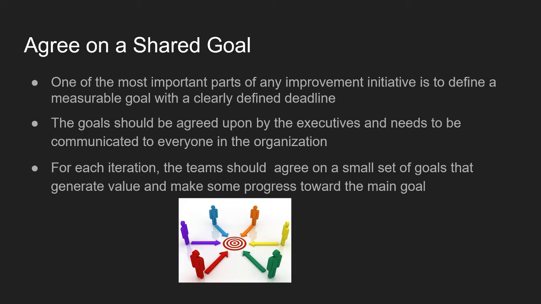One of the most important parts of any improvement initiative is to define a measurable goal with a clearly defined deadline. The goal should be agreed upon by the executives and needs to be communicated to everyone in the organization. As we mentioned, everything has to be visible for everyone. For each iteration, the teams should agree on a small set of goals that generate value and make some progress towards the main goal.